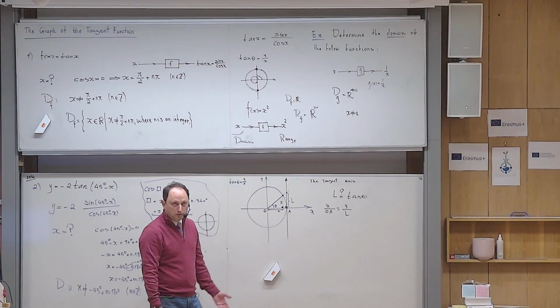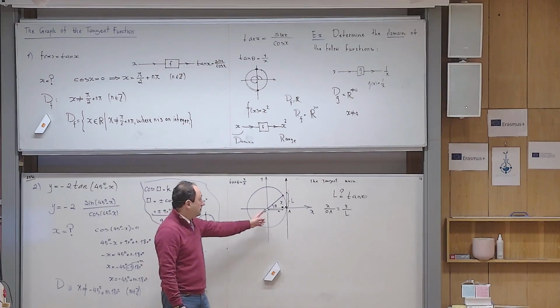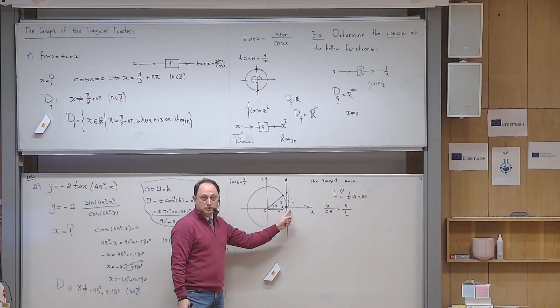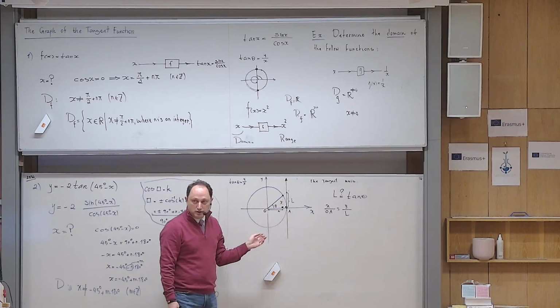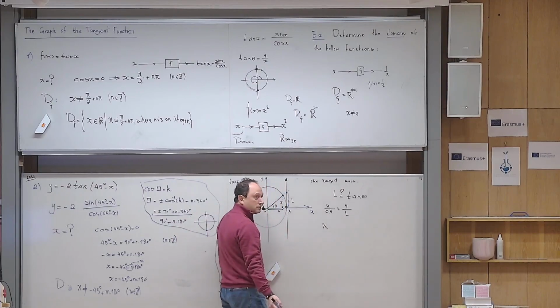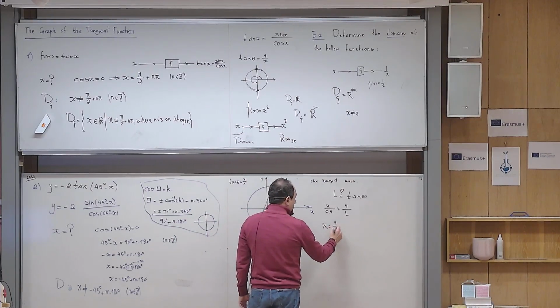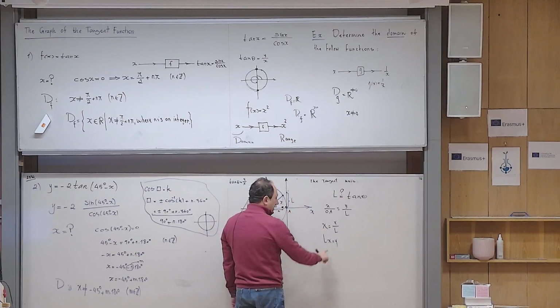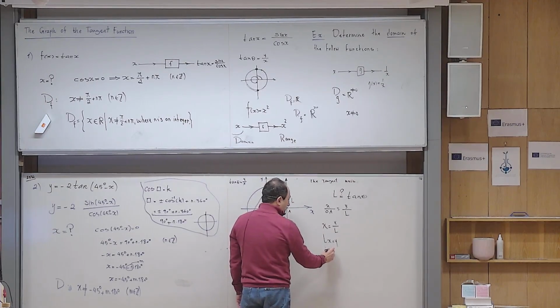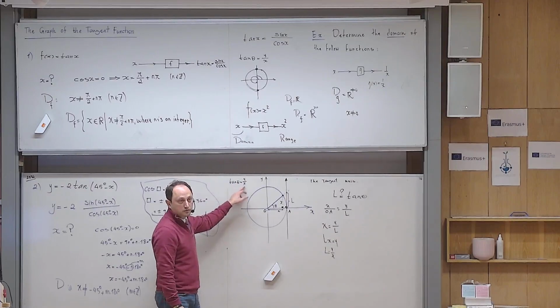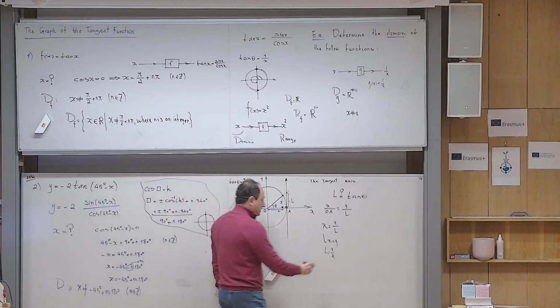But what is OA? OA is 1. OA is the whole radius, the radius of the unit circle, and that is 1. So it is just x equals y over L. Multiplying by L, Lx is equal to y. I am looking for L, so L becomes y over x. But what is y over x? Y over x is the tangent. So this is tangent.